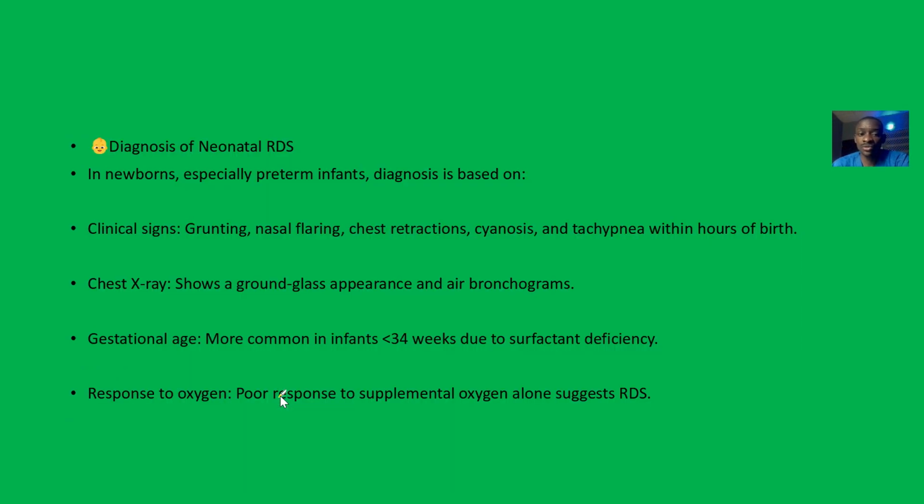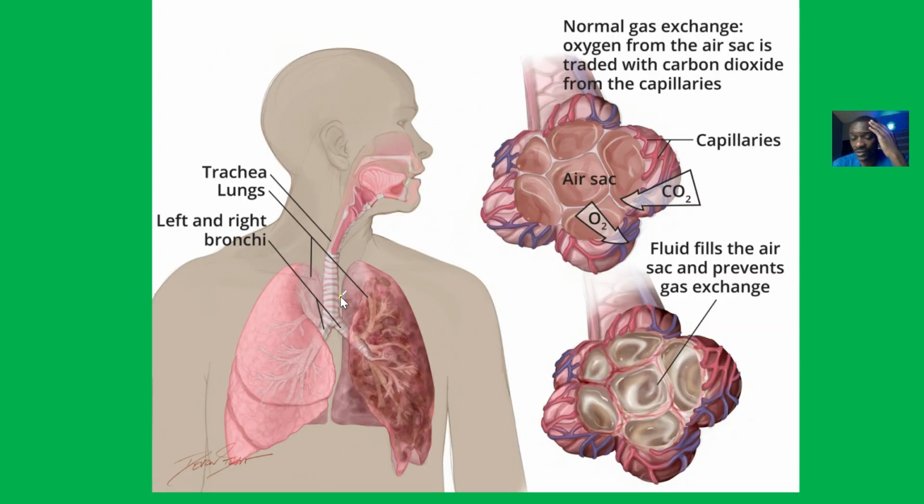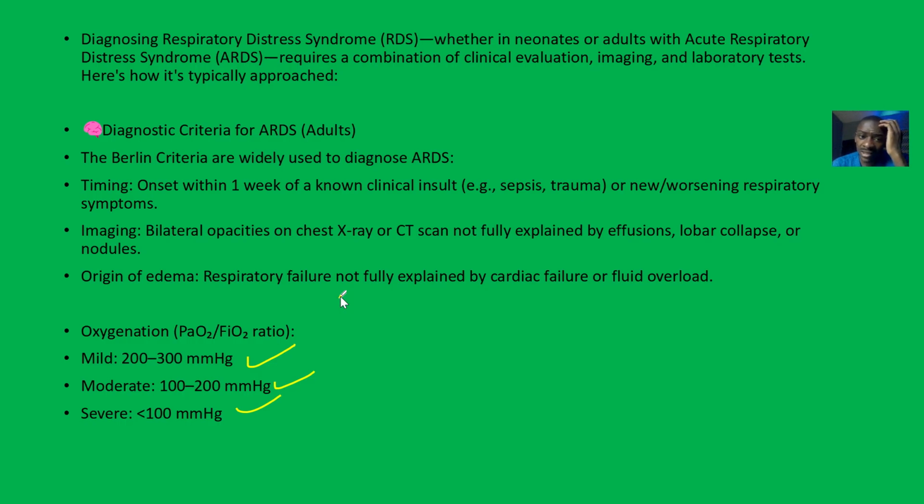So in newborns, there's grunting, nasal flaring, chest retractions, and of course, because the oxygen supply to tissues is not optimal, the body is becoming bluish. They're having difficulties with breathing. If you do a chest x-ray, you see a ground glass appearance. That's in newborns. The chest x-rays in adults show a bilateral infiltrate.